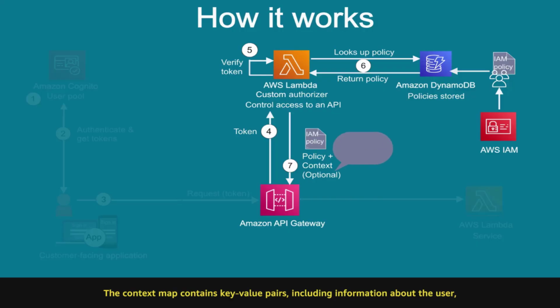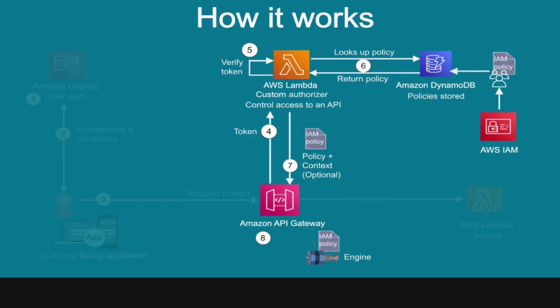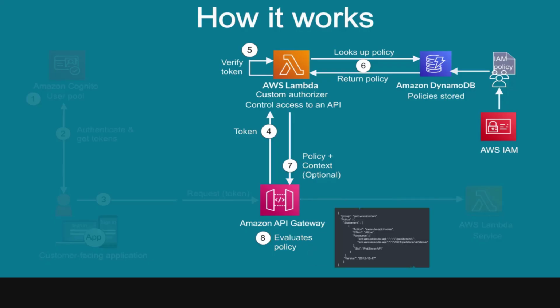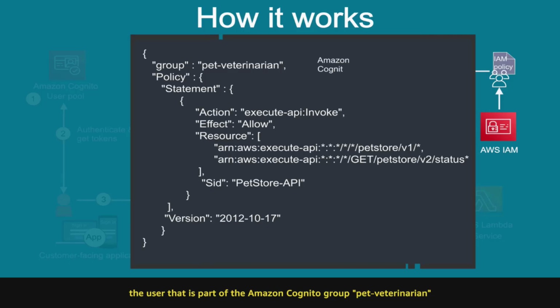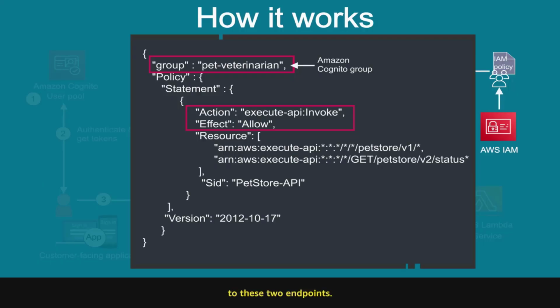The context map contains key value pairs, including information about the user, the service, or anything that provides additional information to the upstream service. Amazon API Gateway Policy Engine then evaluates the policy to determine if the request is allowed or denied. For example, in this policy, the user that is part of the Amazon Cognito group, Pet Veterinarian, is allowed to make API requests to these two endpoints.